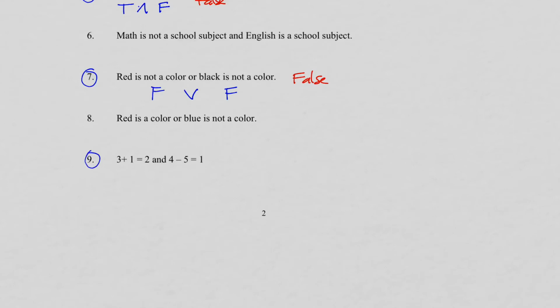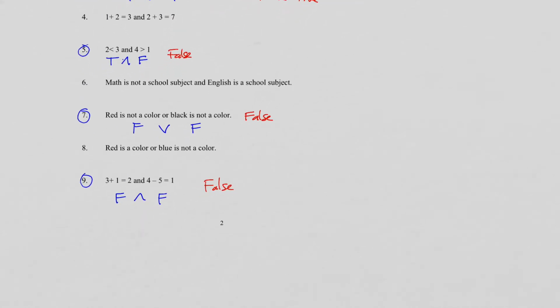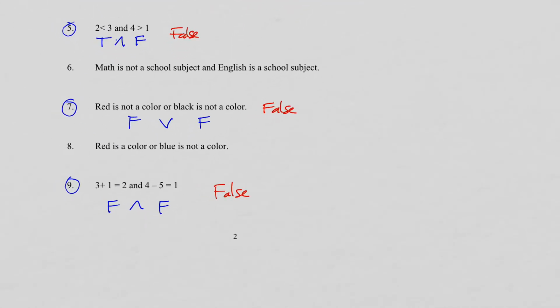3 plus 1 is 4, so this is false. Okay, and 4 minus negative 5. 4 minus 5 is 1. That is also false. And this is false. They both have to be true, and not even one is true. So that's the gist of how you apply the rules to the statements. Let's keep going and finish up a few more on the next page here.